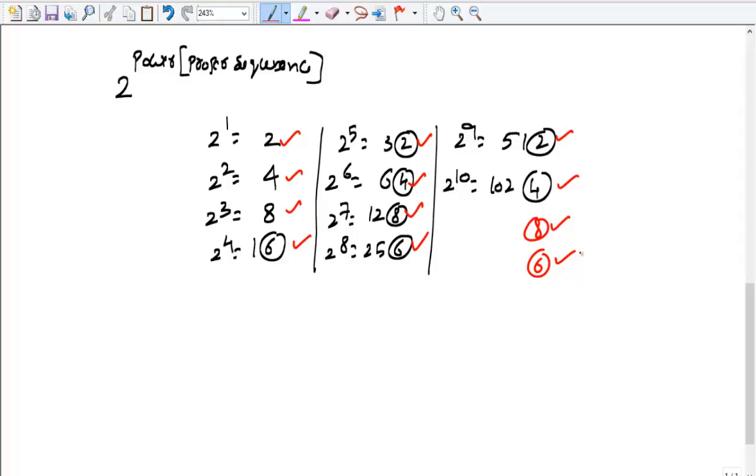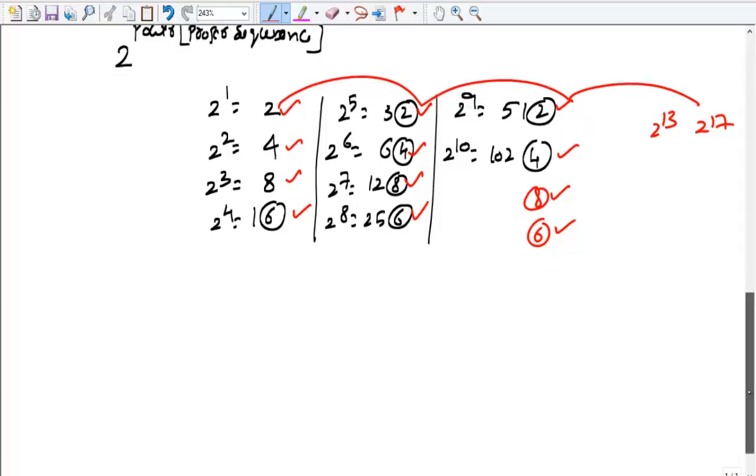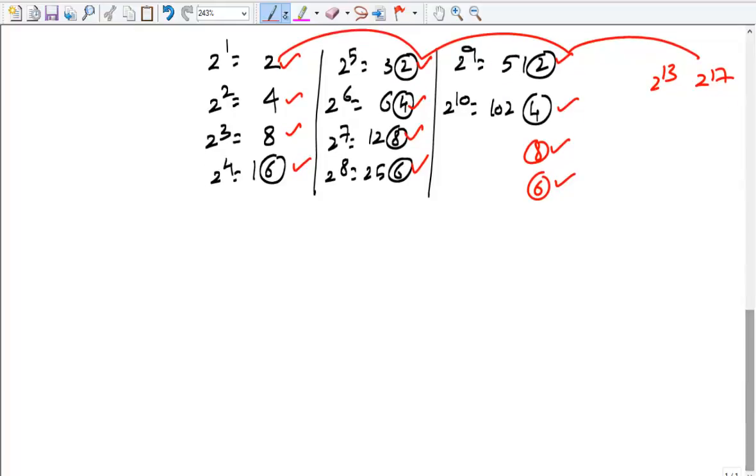The unit digits are going to be even because we have taken an even number in the base, and the power is going to be any number. But if the power is in a proper sequence starting from 1, that's going to be the 2, 4, 8, 6 cycle. So 2 power 13 is going to be 2, 2 power 17 as well, and so on. So we have got 4 different unit digits when 2 is raised to some power.